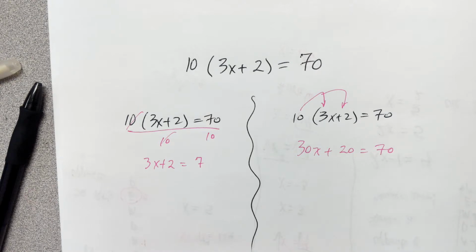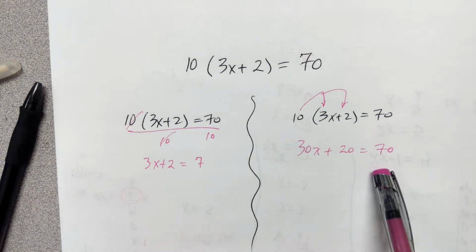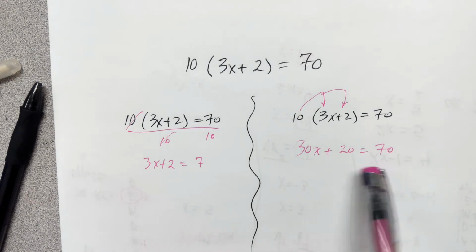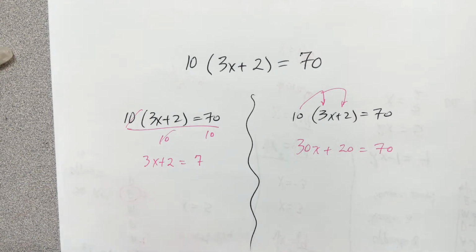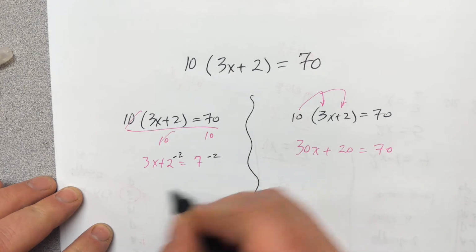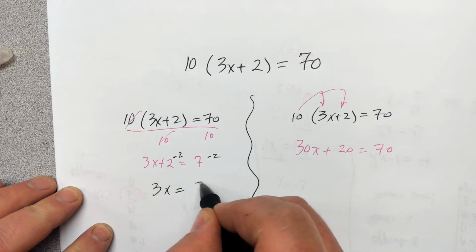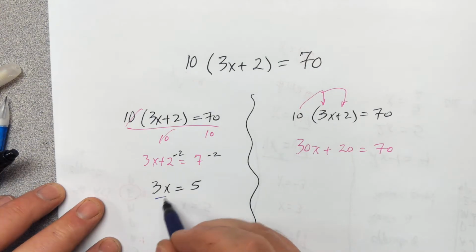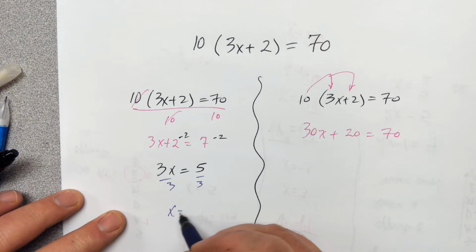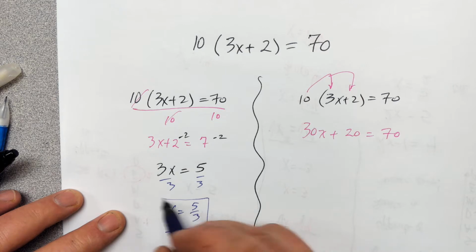But what you're going to find out, Evelyn, is that on this one, you're going to have to do some reducing. And on this one, it's going to be reduced. So let's do this one right here. Let's go ahead and subtract 2. And then let's go ahead and divide by 3. So x is equal to 5 over 3.